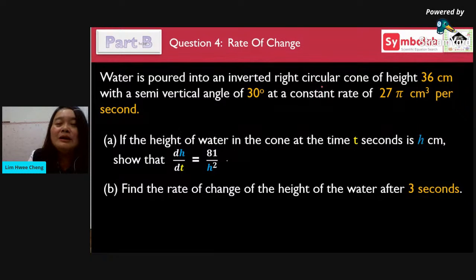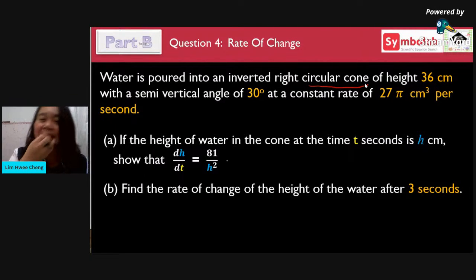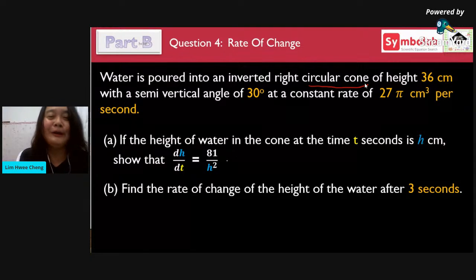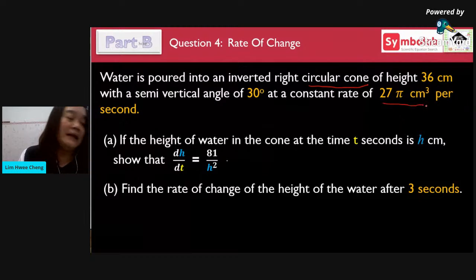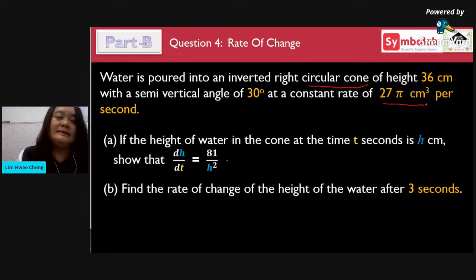Okay, circular cone. What shape is a circular cone? Give one example of a circular shape. The easiest example. Ice cream, good. Cornetto ice cream, right? Okay, of the height 36 cm, and the angle of 30 degree, at the constant rate of 27 pi centimeter cube per second. So this means it is poured in, so it increases.